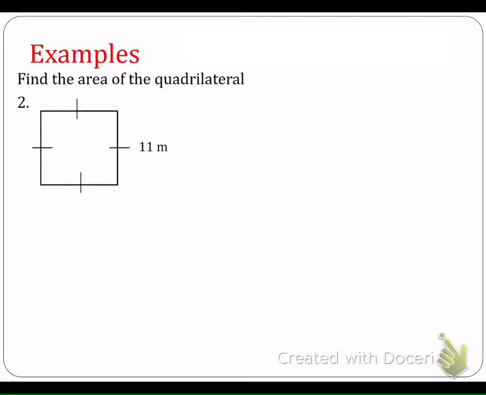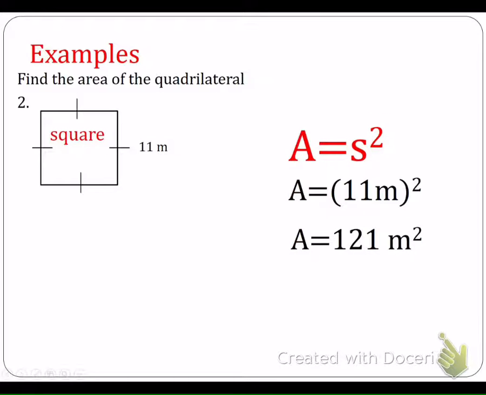All right, here's number 2. So now I'm looking at a square. So I only see one side length. How am I going to find the area? 11 times 11. Yeah. And you could actually just remember base times height and do it here too. You just have to add the other 11, 11 times 11. Yeah. So it's 121 square meters.